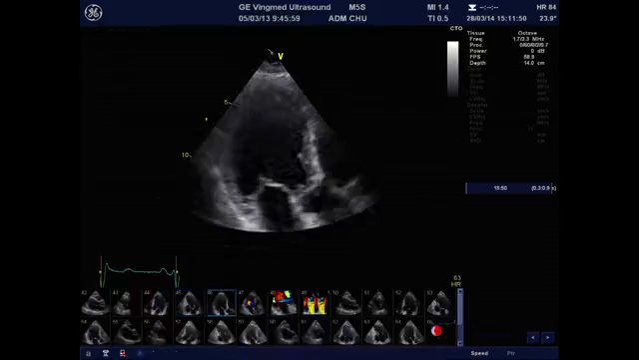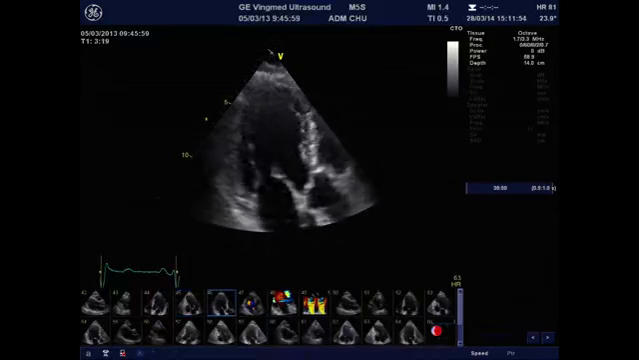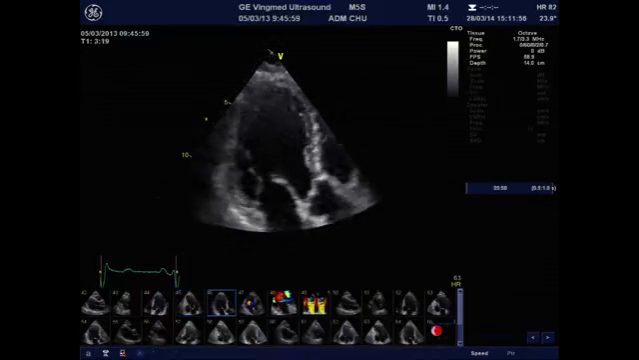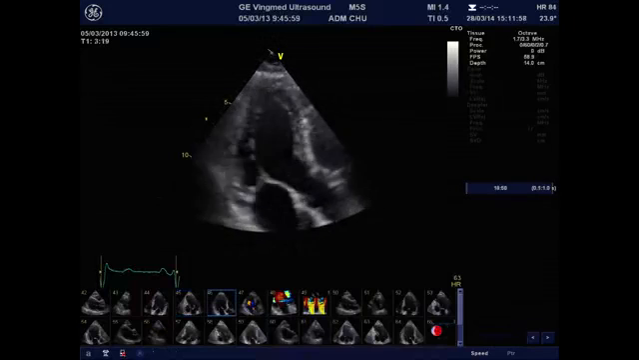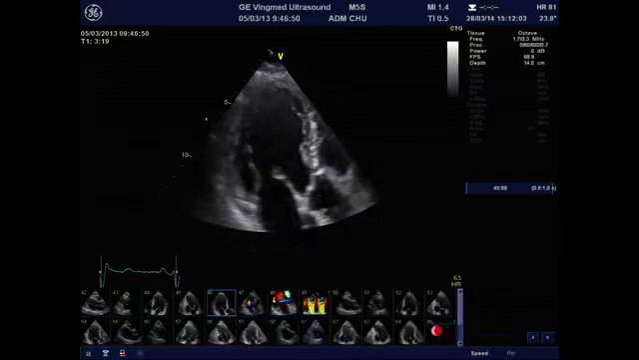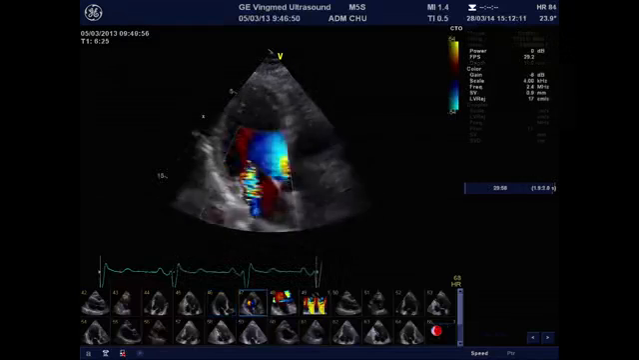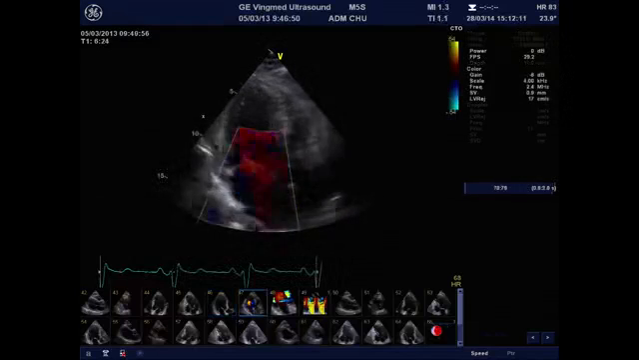So the last is another clockwise rotation for the apical long axis view, which looks rather normal in contraction, in endocardial motion, and myocardial thickening. Well, because of this distortion, it's possible that the patient has some mitral regurgitation. So we look at the color flow.